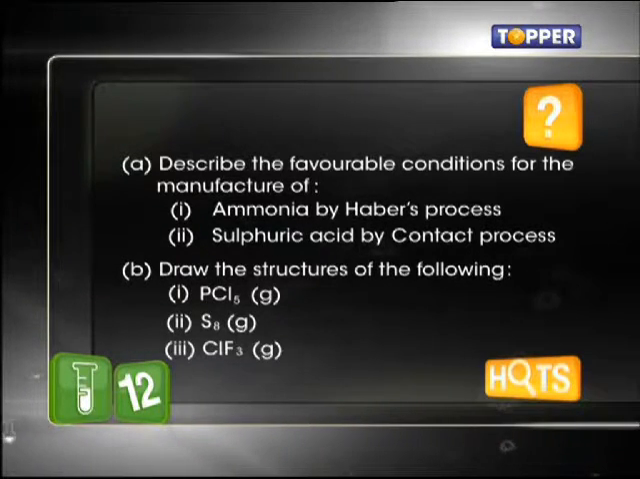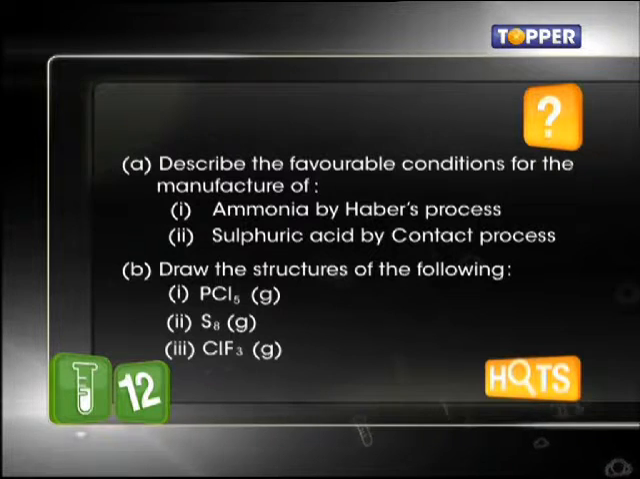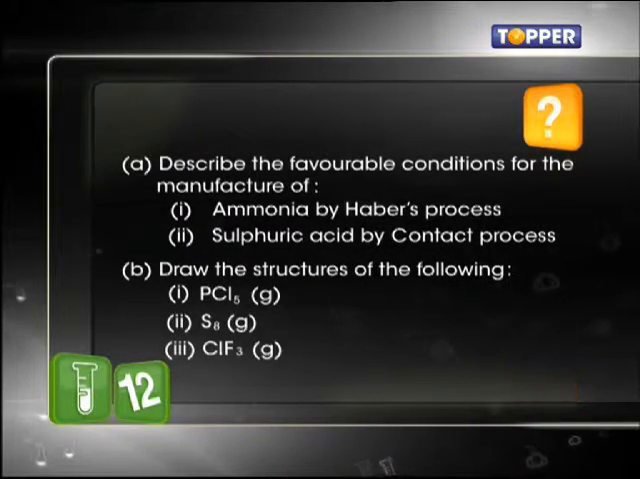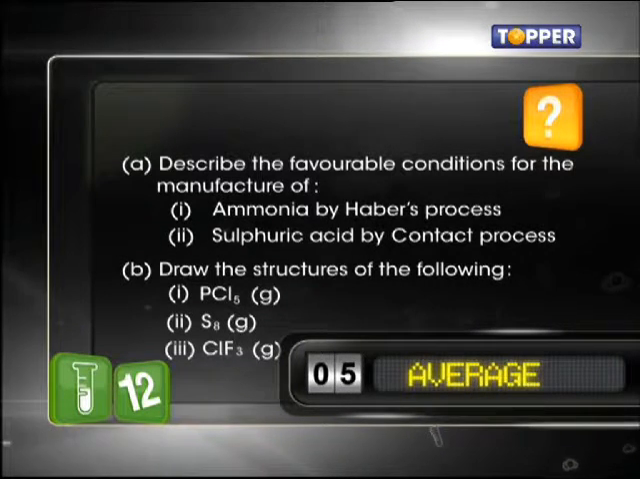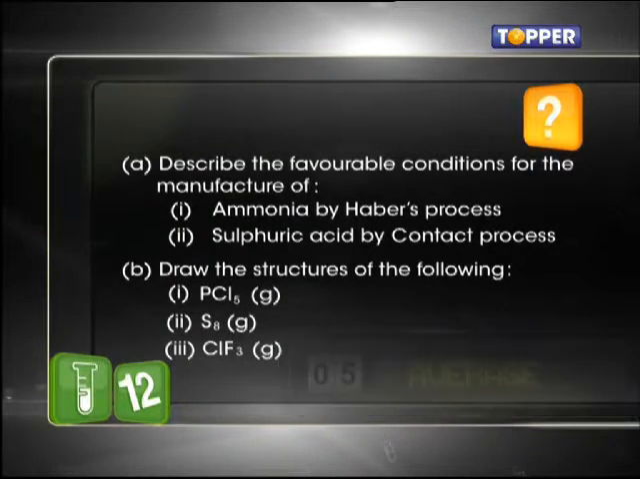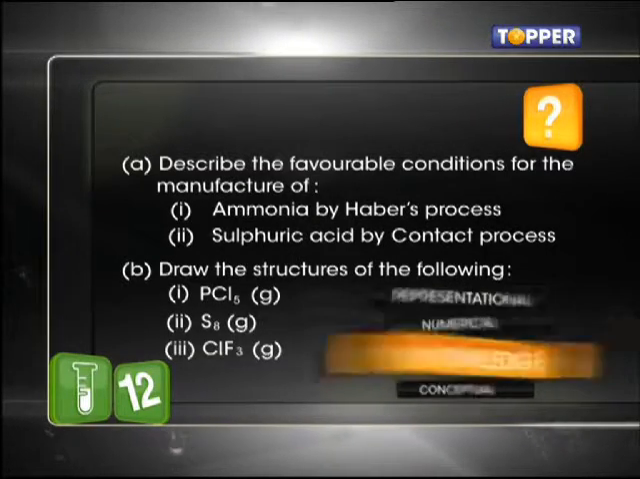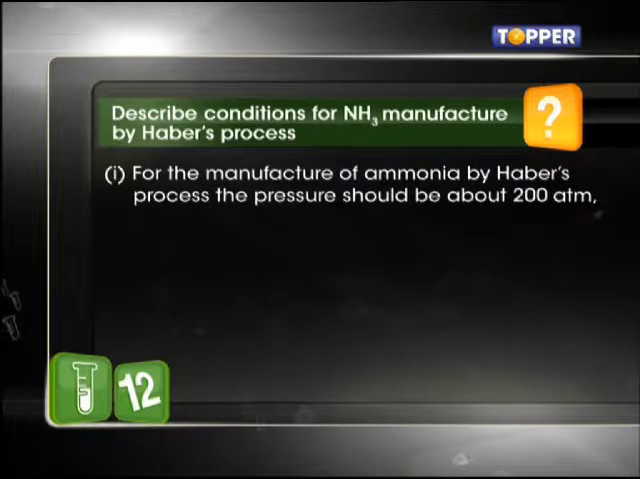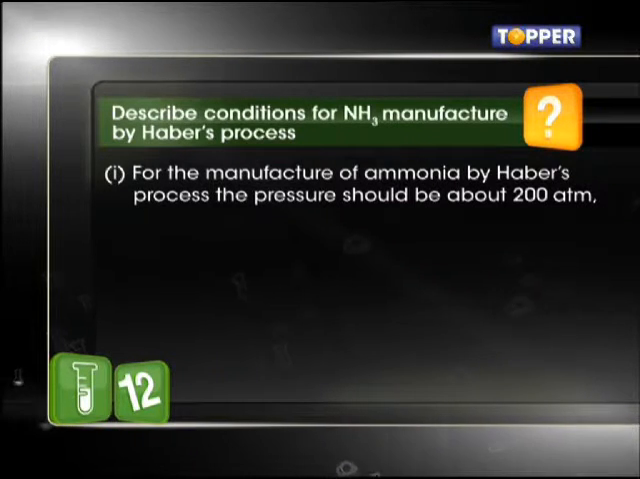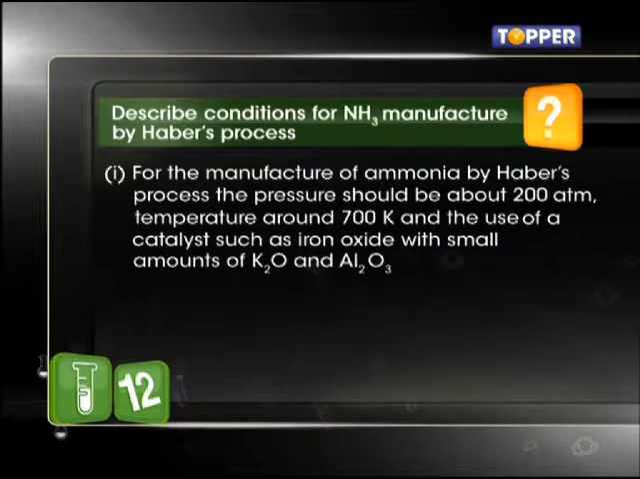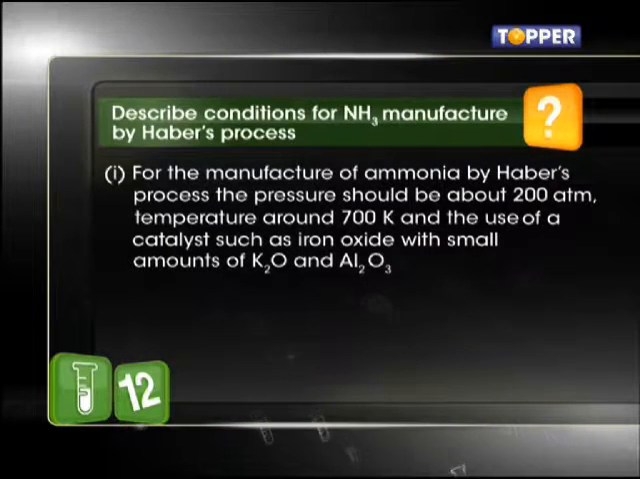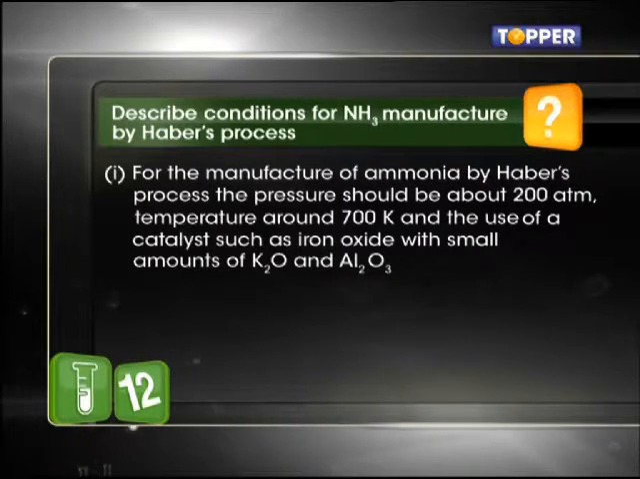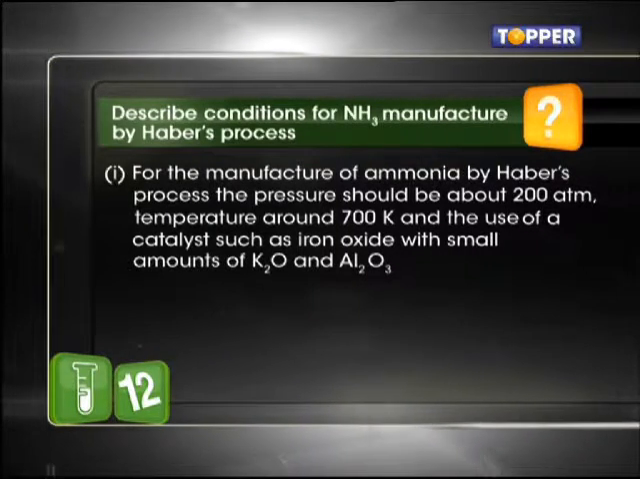It also demands a clear idea of shapes of molecules with knowledge of number of lone and bond pairs of electrons involved. Since it carries 5 marks, it is quite obvious that each part is worth a mark. Let's begin now for part 1. For the manufacture of ammonia by Haber's process, the pressure should be about 200 atmosphere and temperature of 700 Kelvin and the use of a catalyst such as iron oxide with small amounts of K2O and Al2O3.